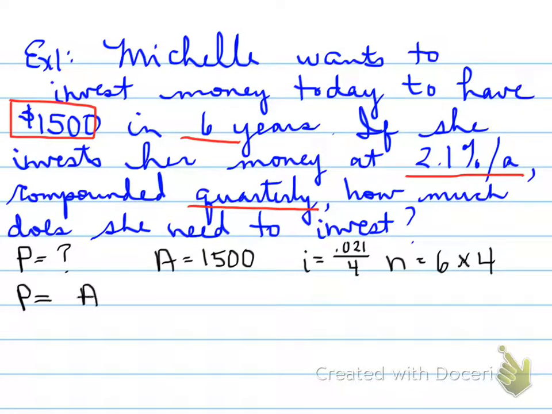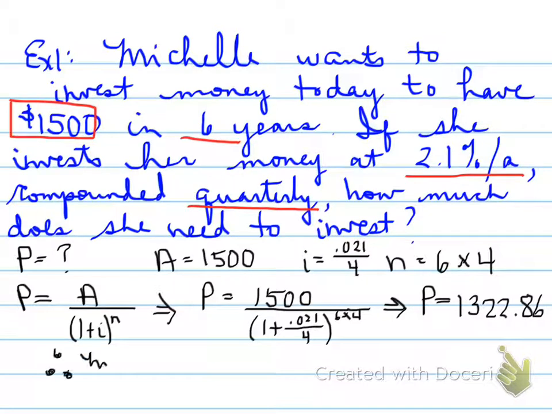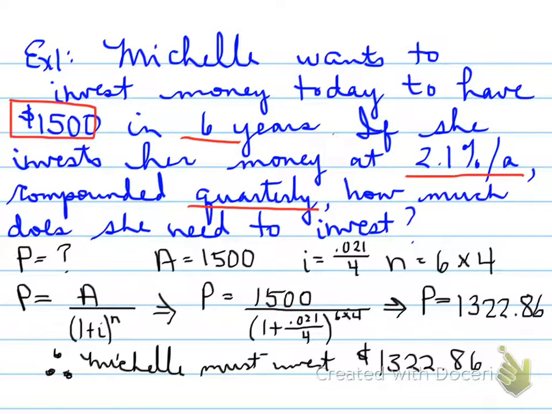Plug it into the Payne formula. This is the Payne formula. And you plug it in and you get P is equal to 1,500 divided by 1 plus I, exactly as it is, to the power of N. Plug it in and you get a value of $1,322.86. You need to put $1,322.86 in the account now so that you will have $1,500 in the future.